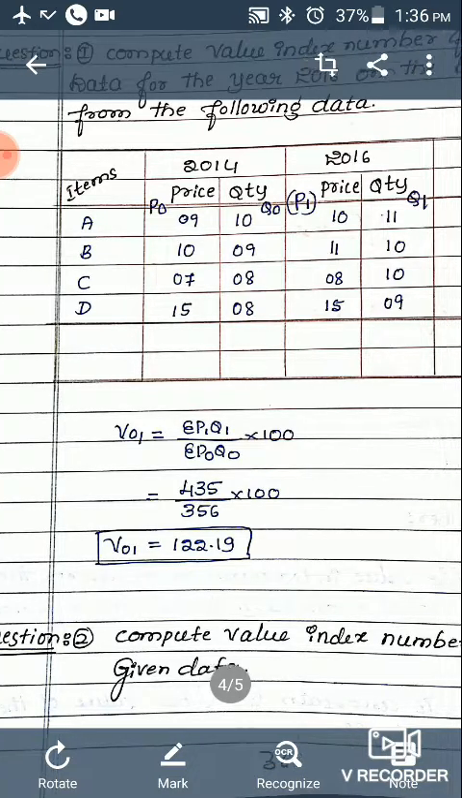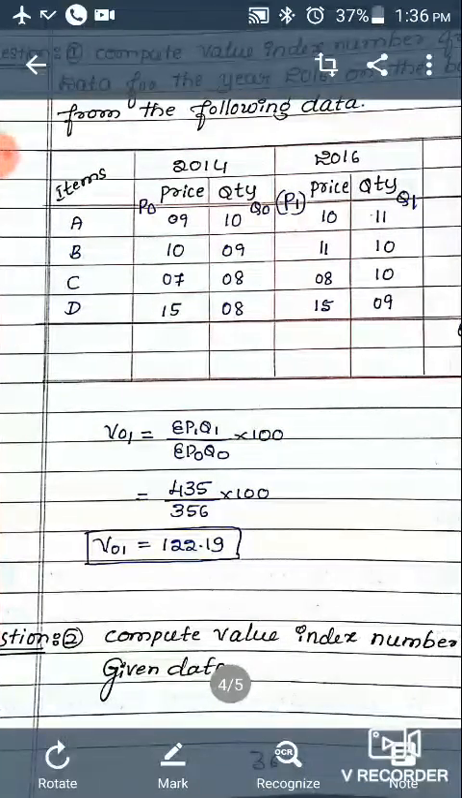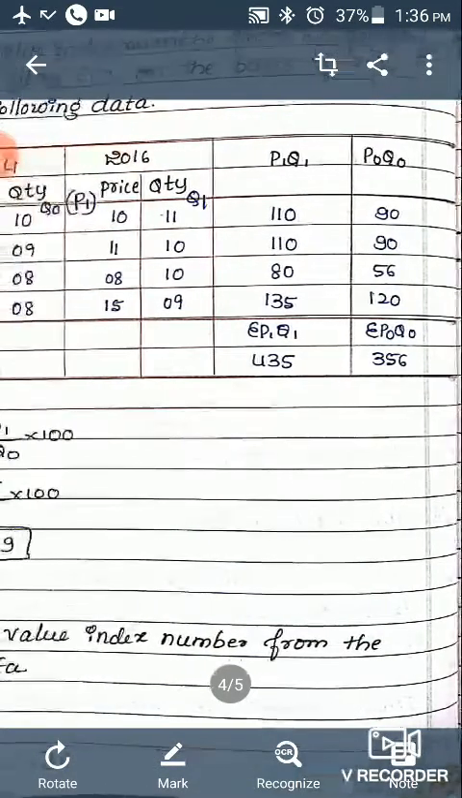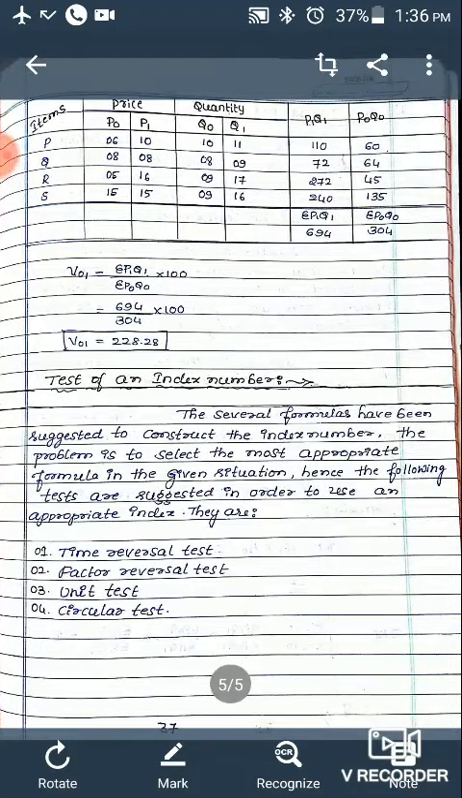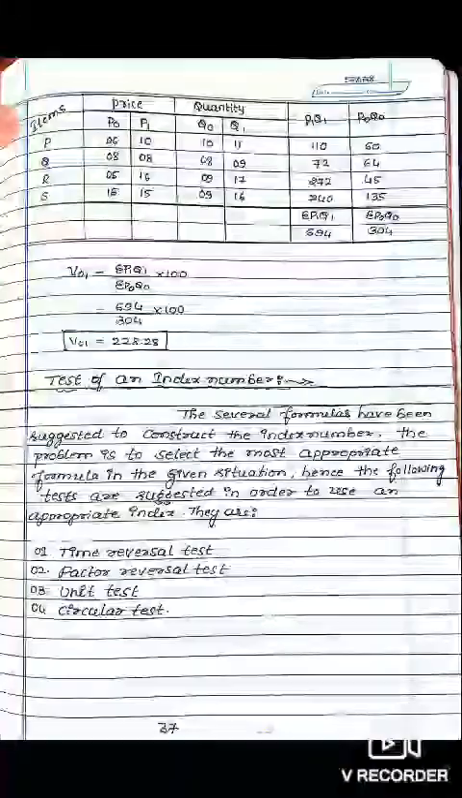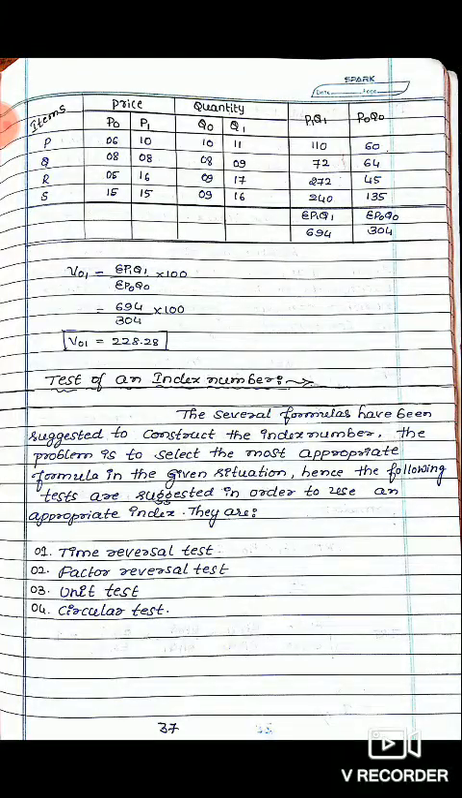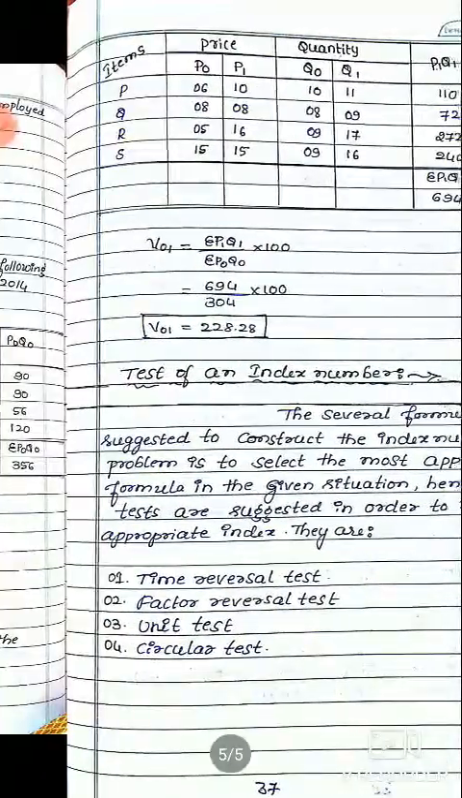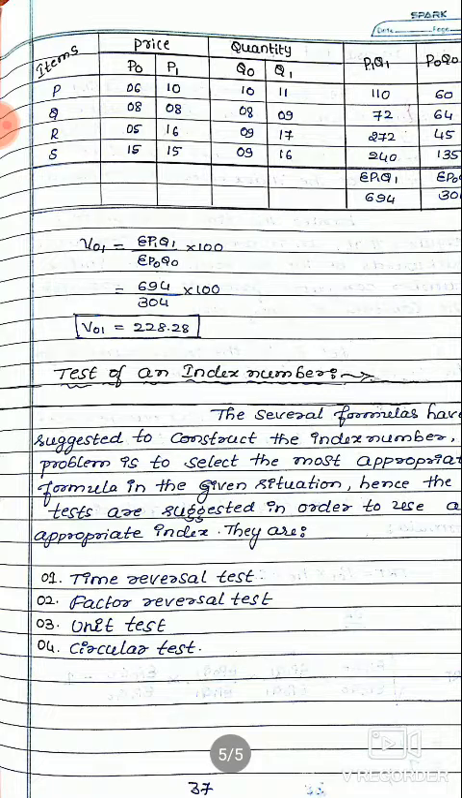So next, the second problem, you can go through the second problem. Compute value index number from the following data. Here also the question is given like this: the items, next column price, next column quantity. Items are P, Q, R, S. The price, he has given directly P0 P1 instead of base year and current year, and quantity also directly given Q0 Q1.